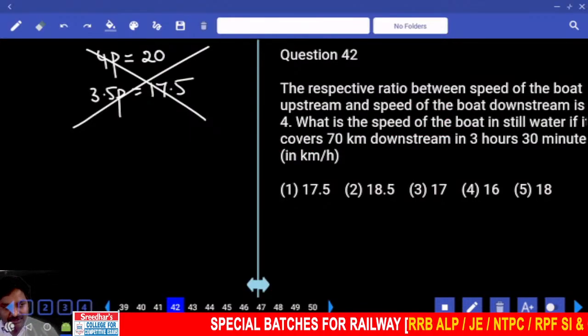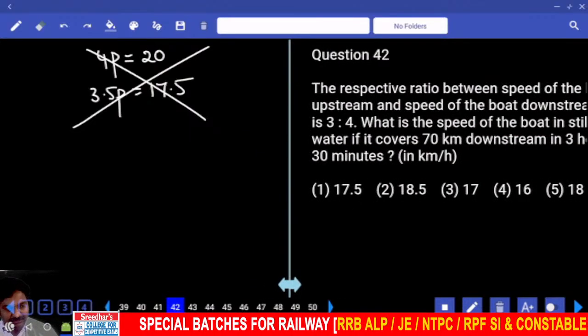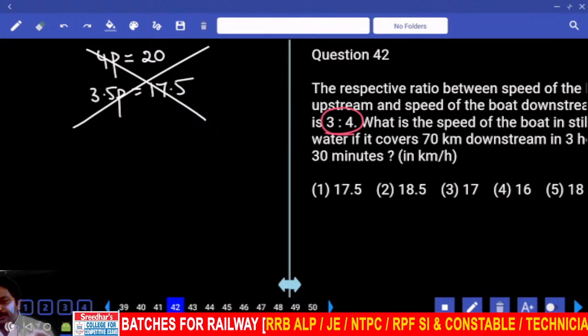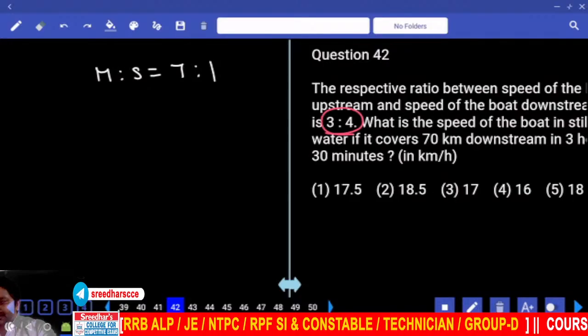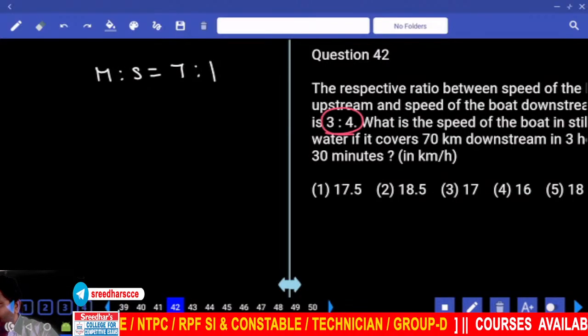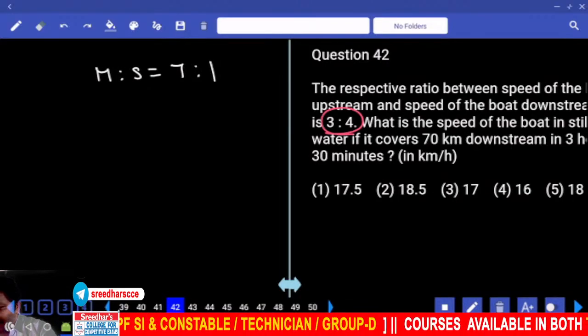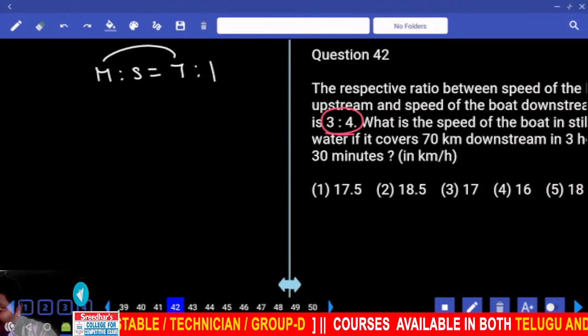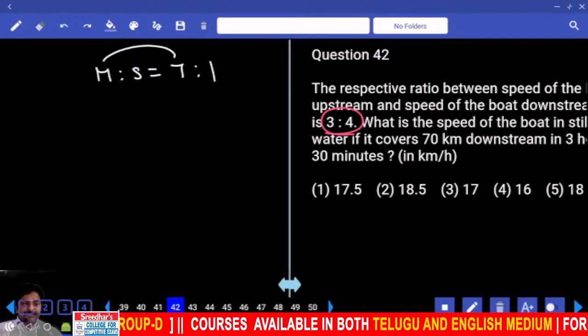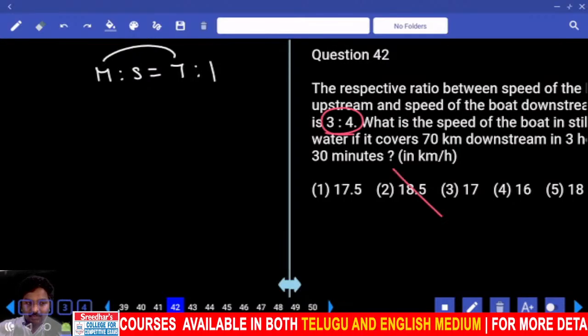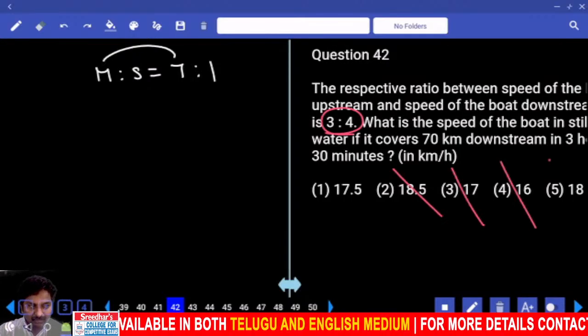When you see the ratio, you're actually done. What is the ratio? 3:4. Then man speed to stream speed ratio is 7:1 only. Sum and difference. Correct. Man speed is how many parts? Meaning 7 multiple. Can it be the first option? Yes. Second? No. No. No.